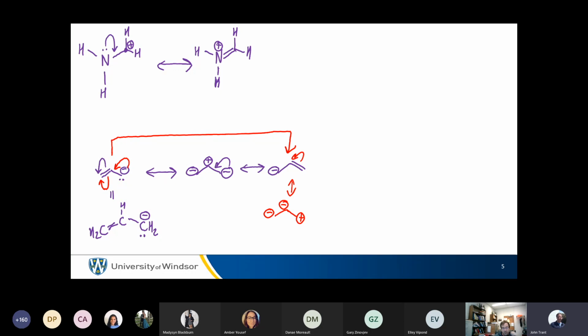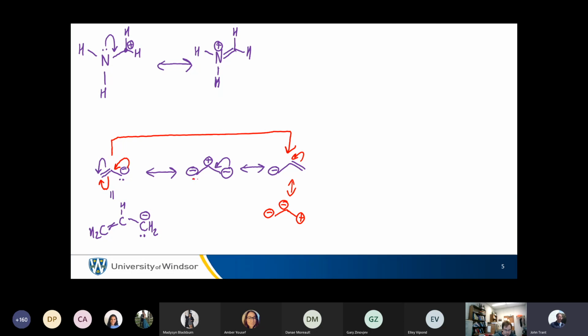Amber said, don't they all have to have the same charge? They do. Everything here is minus one. Because in some of these cases, I've got two minuses and one plus, so one of the pluses cancels one of the minuses. We don't need to do a lot of math, but we do need to count a little bit.